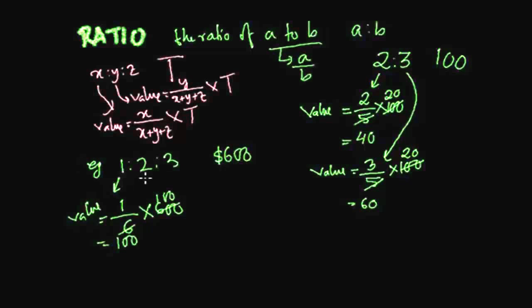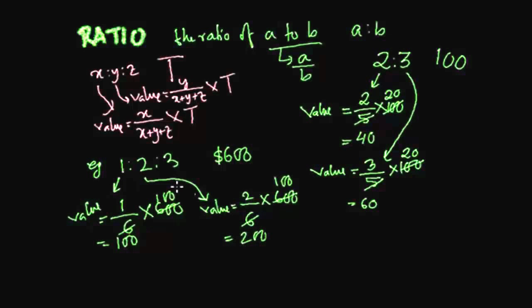Now the next person who is getting 2 portions, that value in dollars is going to be 2 divided by all the portions added together, 6, into the total value 600. If we cancel this off, it's going to be 100. So 2 into 100 is going to be $200. And the third portion, we can find by subtracting the other two portions, 100 plus 200, which is $300. If we subtract $300 from $600, we get $300. So this person is going to get $300. It's very easy to figure out.